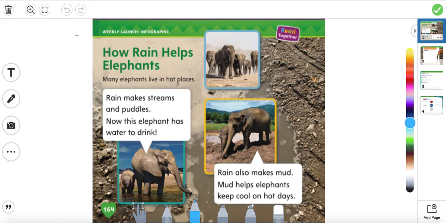Next, we're reviewing poetry this week. So let's look at what we have here. How rain helps elephants. Many elephants live in hot places. Rain makes streams and puddles. Now, this elephant has water to drink. Rain also makes mud. Mud helps elephants keep cool on hot days.